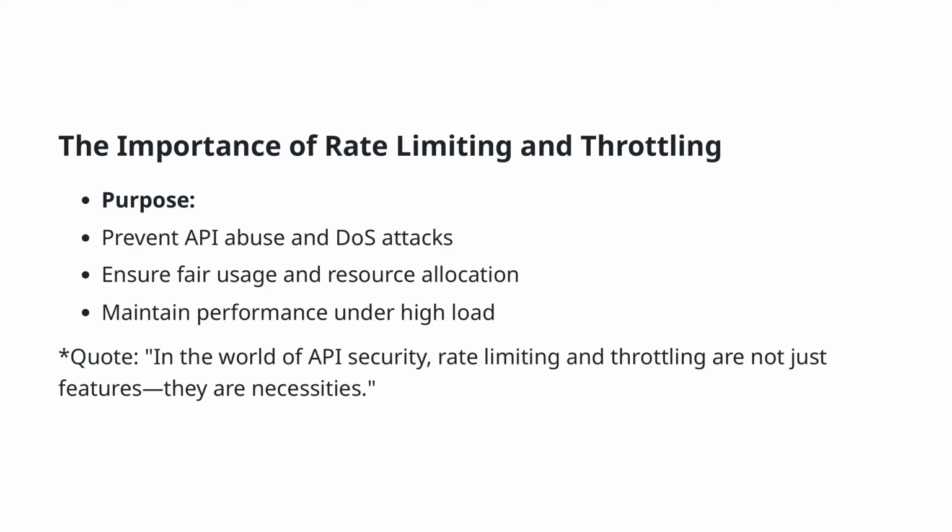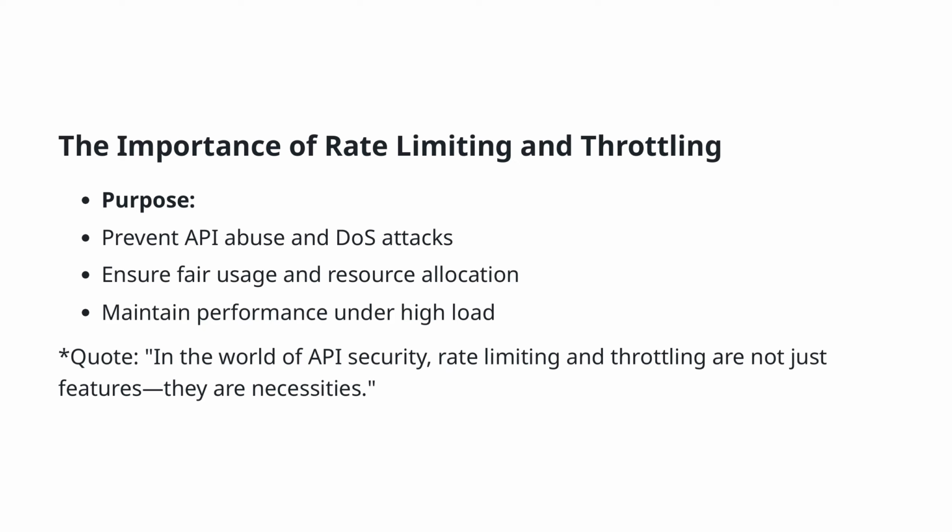In this slide, we delve into the importance of rate limiting and throttling. The purpose behind implementing these mechanisms is multifaceted. Firstly, they serve to prevent API abuse and protect against denial of service (DOS) attacks. By controlling the rate at which requests are processed, you can ensure that no single client can overwhelm your system. Secondly, rate limiting and throttling help to ensure fair usage and resource allocation among all users.